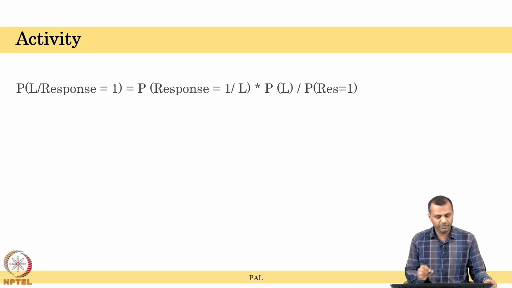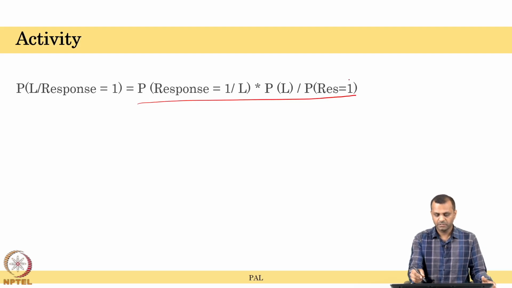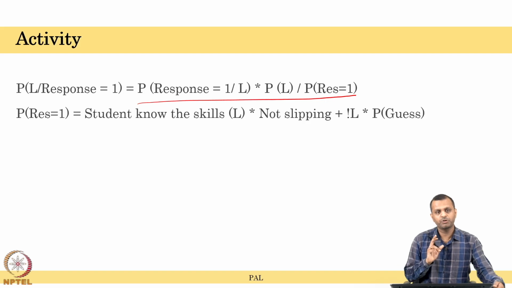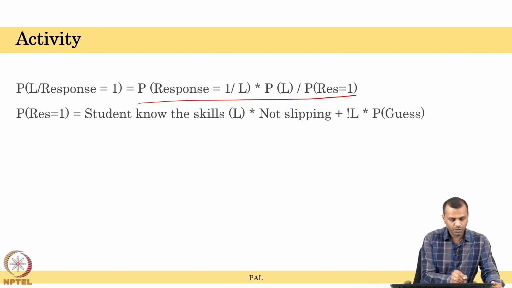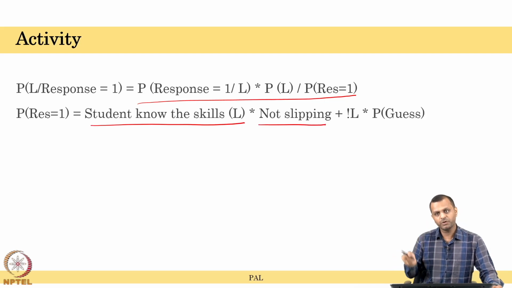This is the Bayes theorem, where the probability of response equal to 1 given the learning, times the probability of learning in general, divided by the probability of response equal to 1 in general, adding both probabilities. But the response equal to 1 is possible only if the student knows the skill and is not slipping, or does not know the skill and is guessing. I hope it's clear. For example, the student is to update this.